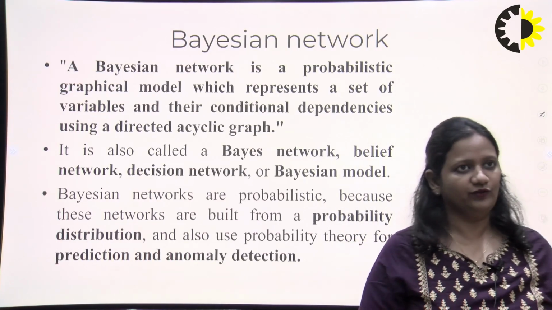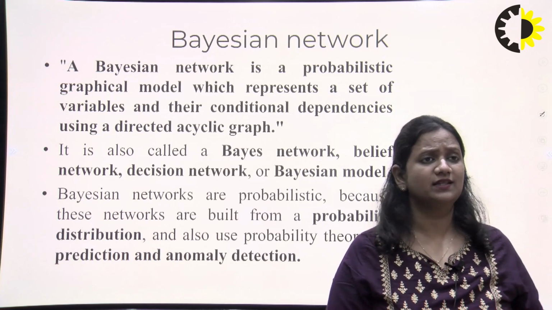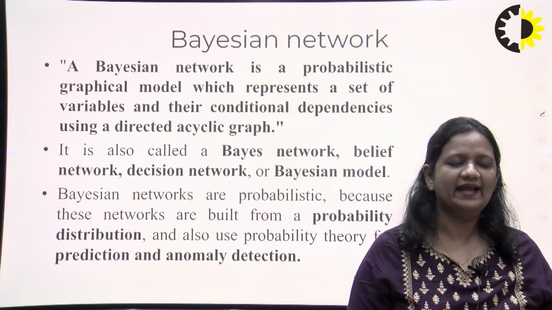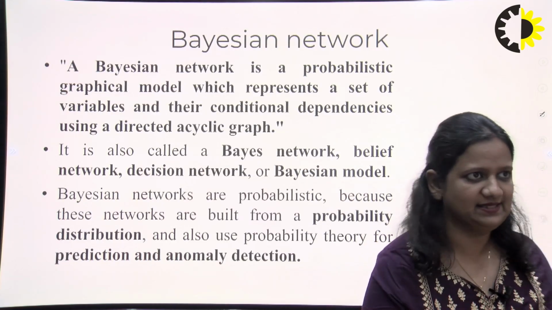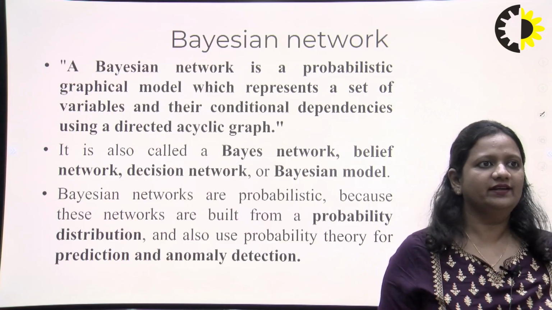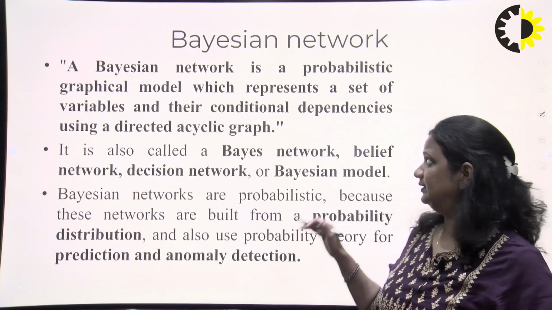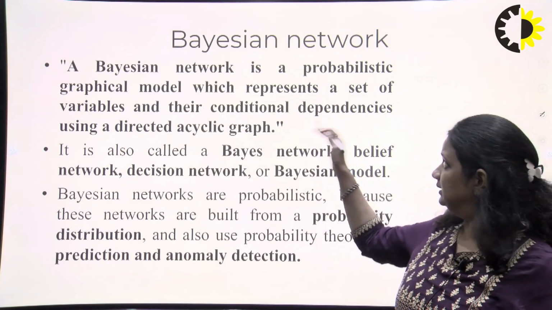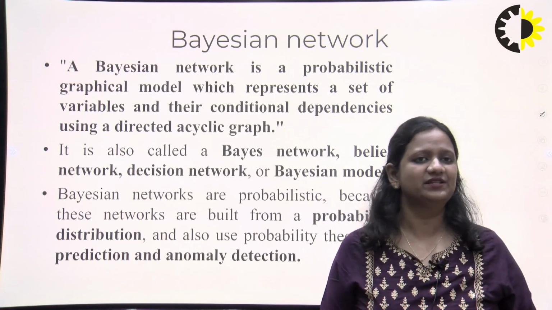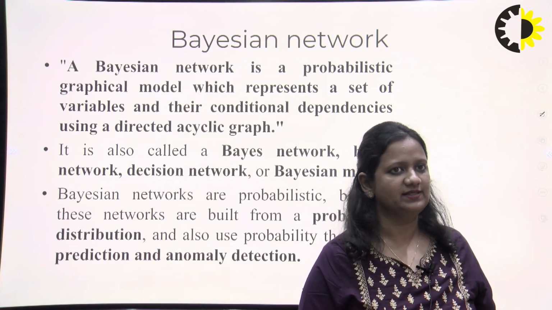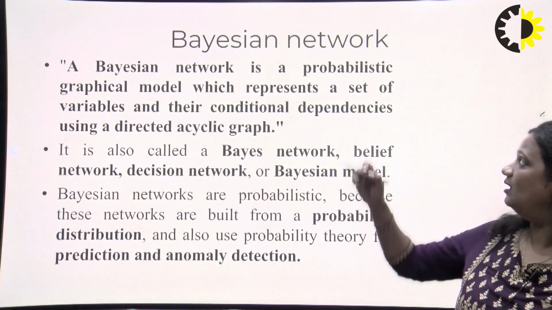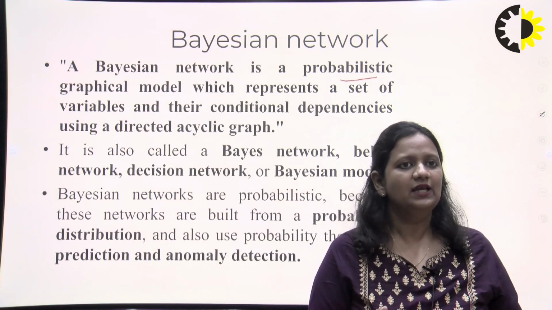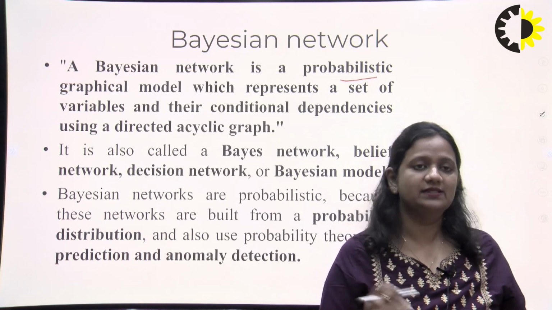A Bayesian network is a probabilistic graphical model which represents a set of variables and their conditional dependencies using a directed acyclic graph. First we understand the definition of Bayesian network. Bayesian network is probabilistic. Probabilistic means it is based on the probability of two variables. It is a graphical model.